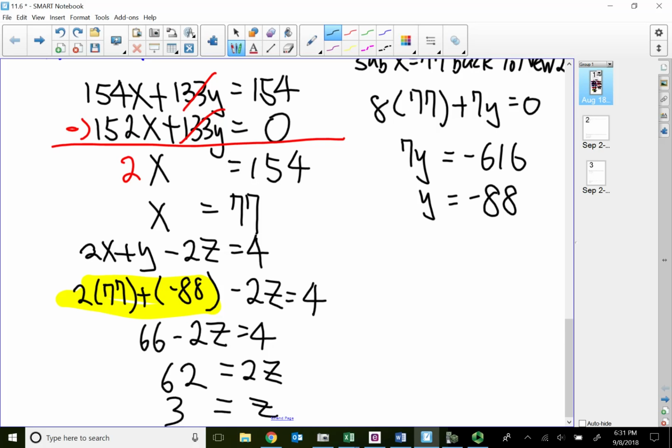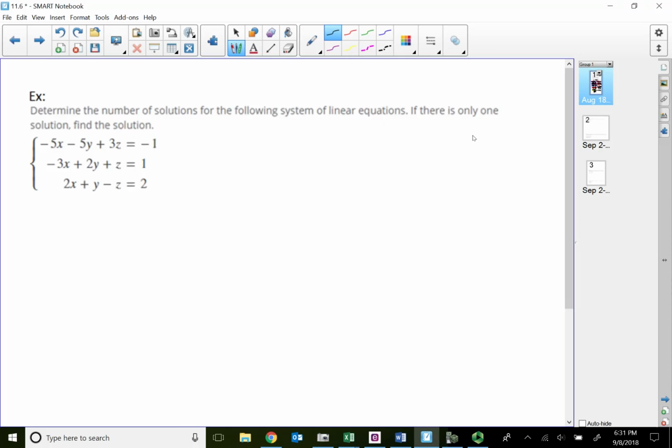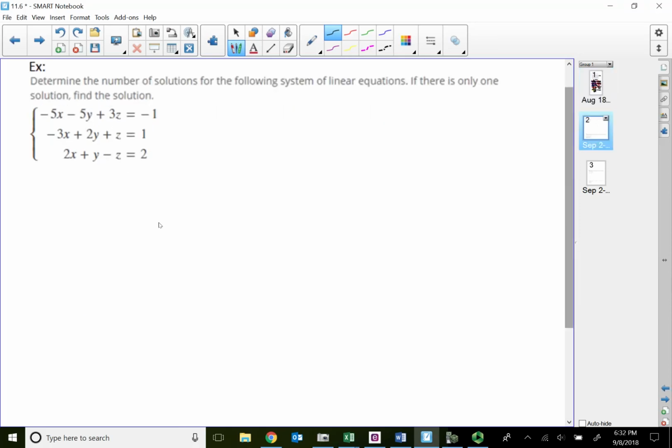That will be 31. So basically, 3 variables is referring to 3 dimensions. So the point of intersection in this 3 dimension object is going to be at 77, negative 88, and 31. Okay? So 3 variables is referring to 3D. 2 variables, like we've done before, is referring to the 2 dimensions, which is your x and y axis. All right. So let's try another one. I know that was a bit much.